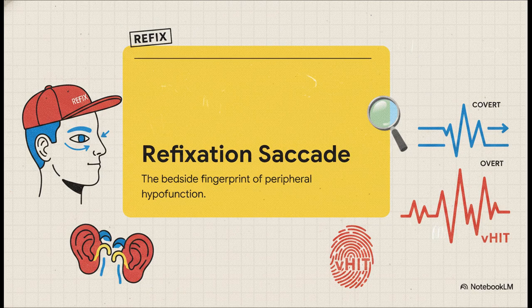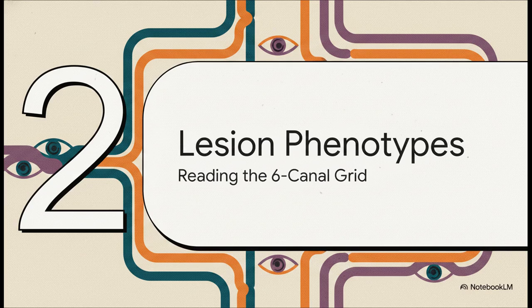These are literally the bedside fingerprints of peripheral hypofunction. Now, they can be covert, meaning they happen right during the head turn so fast you can't even see them with the naked eye, or they can be overt, happening right after the head stops moving. The key thing to remember here, even if your gain number is hovering on the borderline, the presence of these saccades absolutely confirms the deficit. No question.